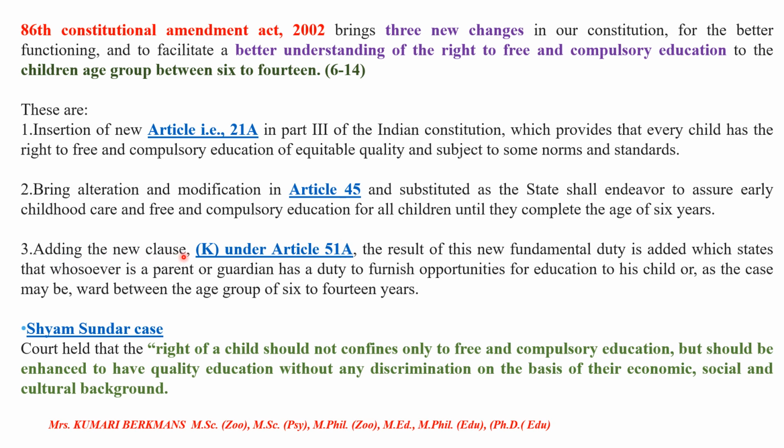Now, adding a new clause (k) under Article 51A. Okay, what does this say? 45, the alteration is Anganwadi. Keep in mind, Anganwadi, 45 alteration. Okay, 21A, what is that? Compulsory education, free and compulsory education. And Article 45, the modification is Anganwadi.